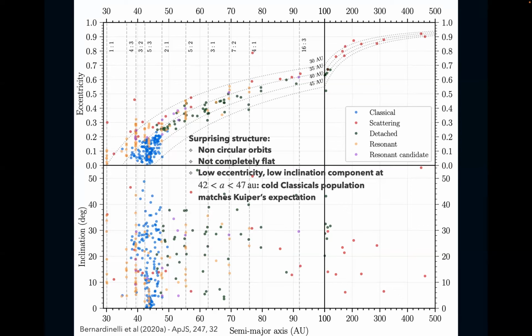But the key idea here is that there's a lot of surprising structure because we have objects that are not in circular orbits. The Kuiper belt is not completely flat. And there's this region here between 42 and 47 AU, at low inclinations, which is the cold classical Kuiper belt, and that's exactly what Kuiper thought was going to happen. But there's clearly a lot more going on.